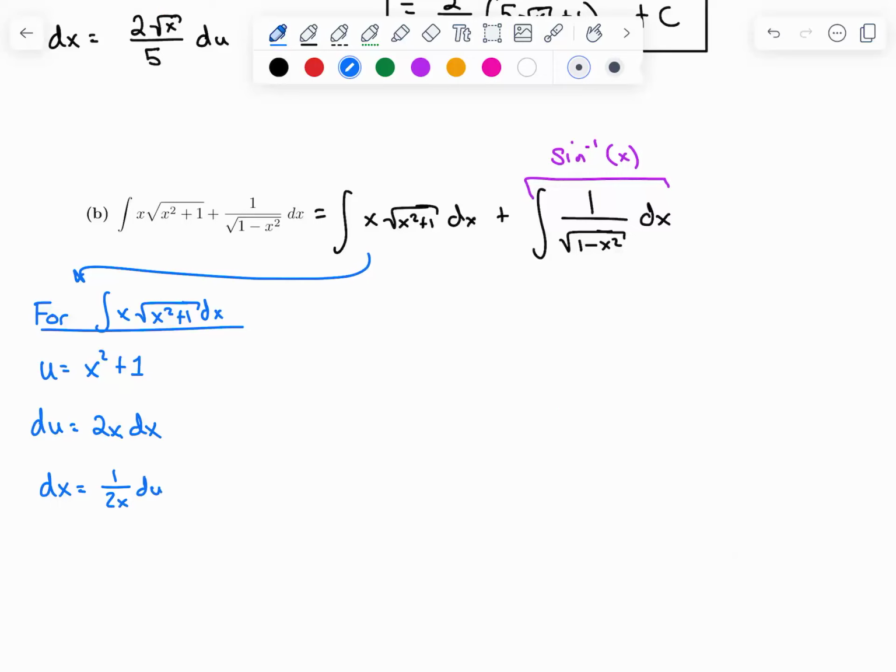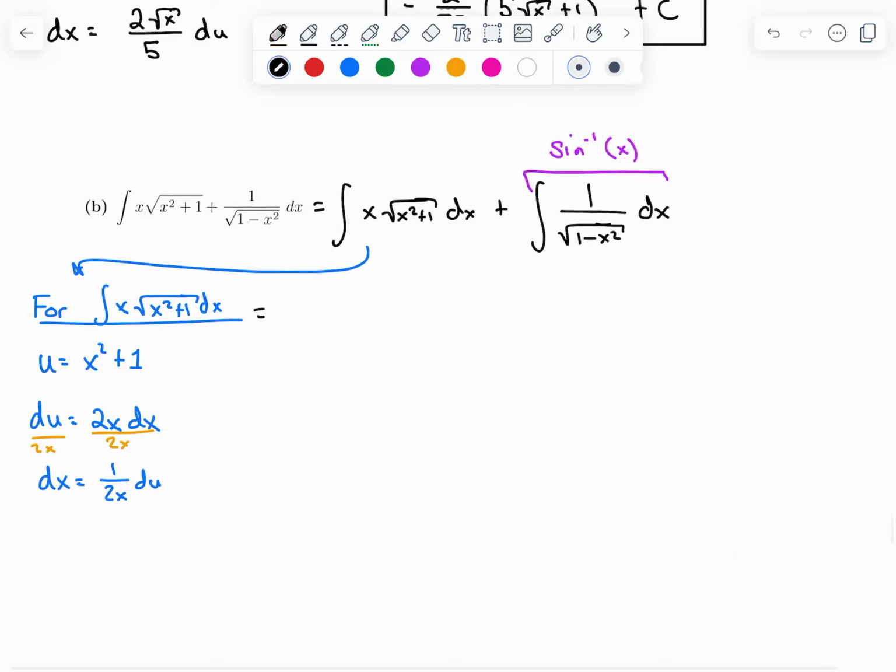This is the way I'm typically going to write it from now on. I'm still going to write it for this one just one more time to show you that I'm solving for dx, but I encourage you to get to the point where you don't need to write this extra step and save yourself a little bit of scribbling. But I do that, and then I get dx is equal to 1 over 2x du.